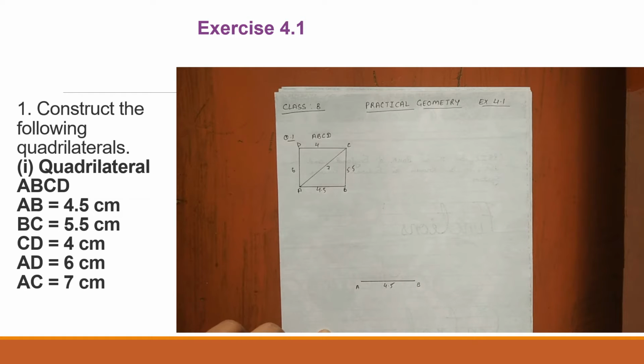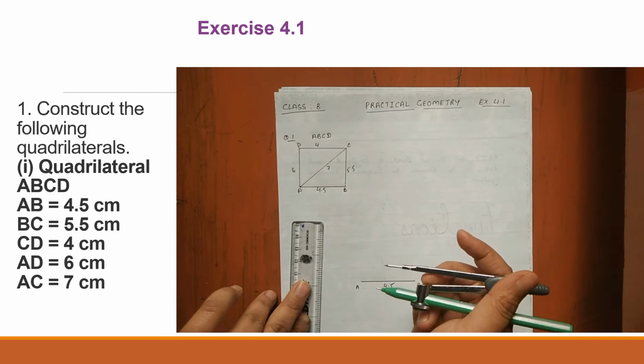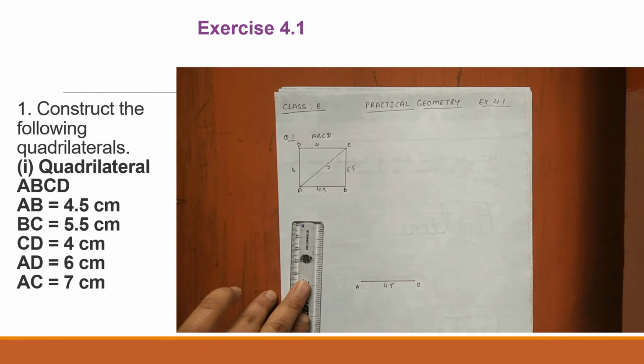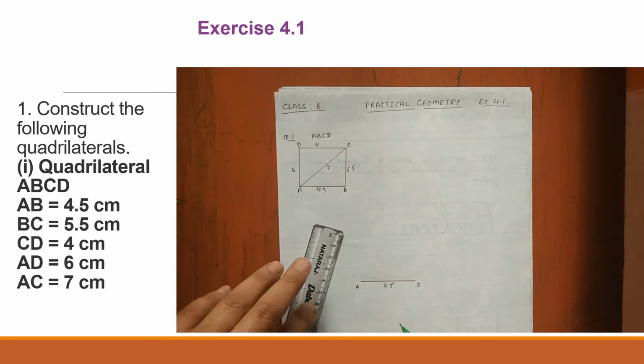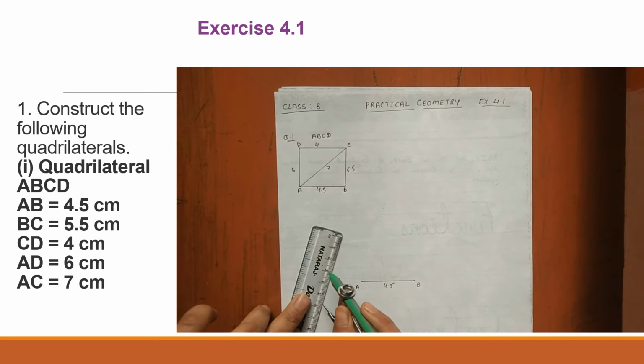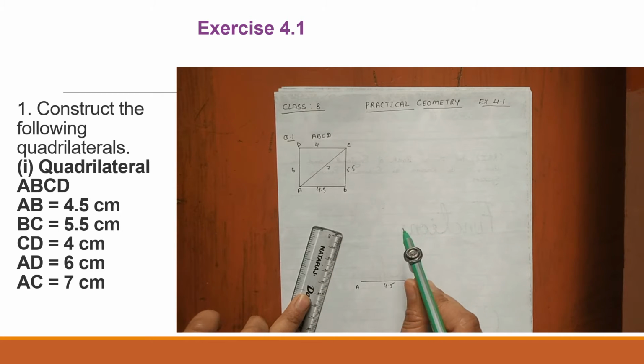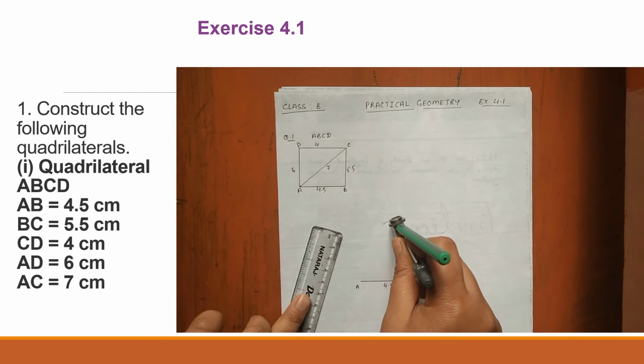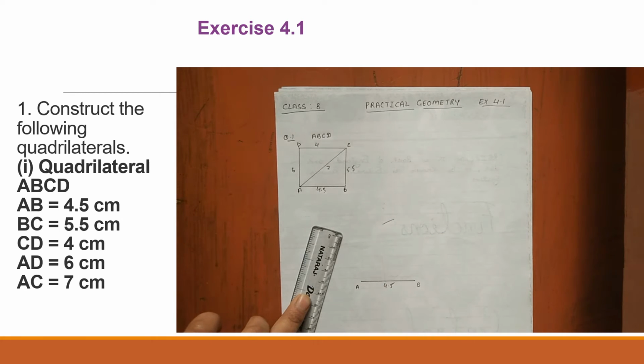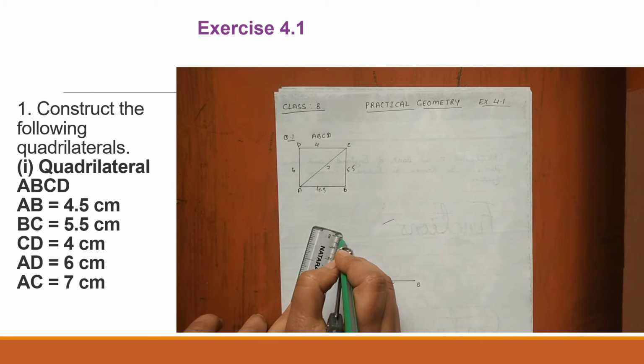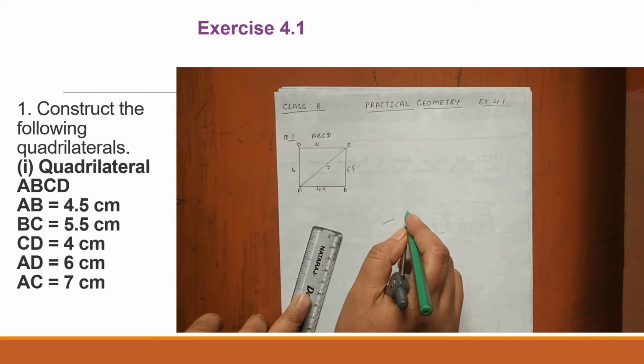Now, second step, I have to find point C. This is 5.5 centimeters apart from B. So in my compass I will take a distance of 5.5 centimeters, and with B as center I will mark an arc. Now again from point A, the distance from A to C is 7 centimeters. So I take a distance of 7 in my compass and cut an arc.